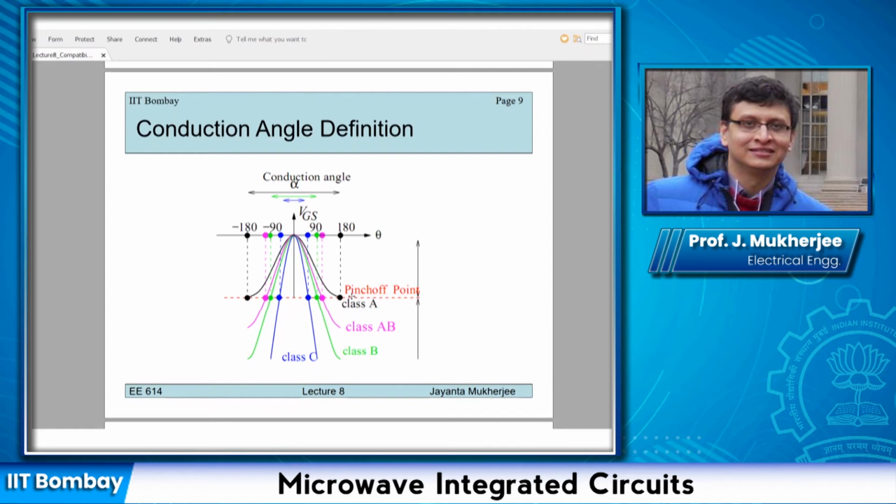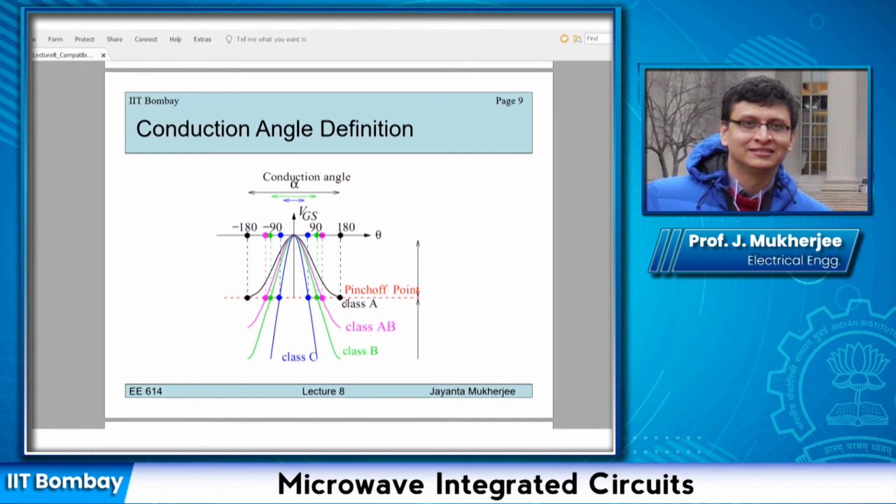Or in other words, for all phases of the voltage, the value of the input signal, the voltage applied across the gate to source terminal, lies above the pinch off voltage for all phases of the input voltage. Now this is what is known as class.